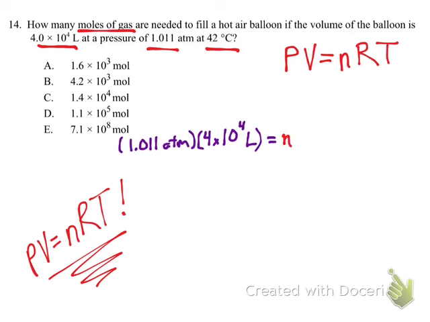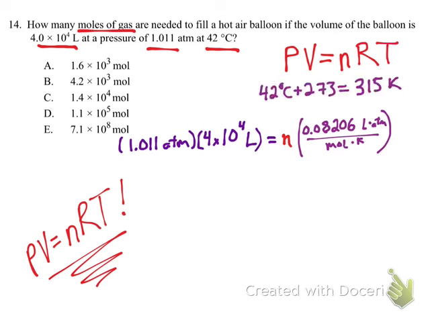equals n, that's what we're trying to find here. Our gas constant R, since our pressure is in atmospheres, we're going to use 0.08206 liters atmospheres per mole Kelvin. And then finally, our temperature is 315 K. So just remember that we have to plug in Kelvin, not degrees Celsius.